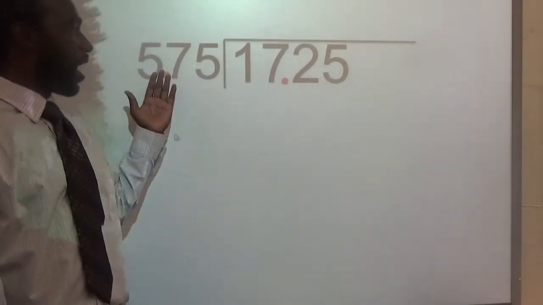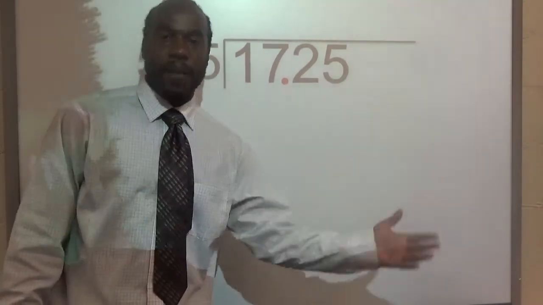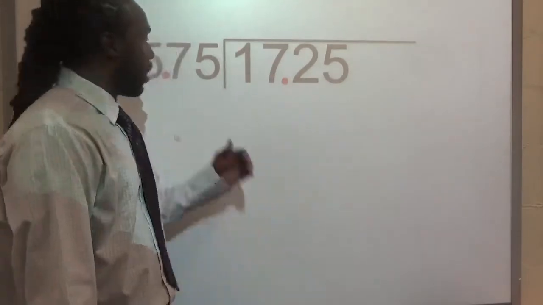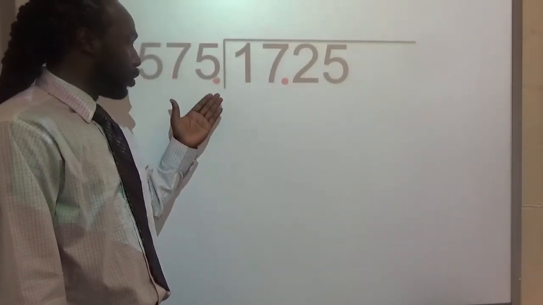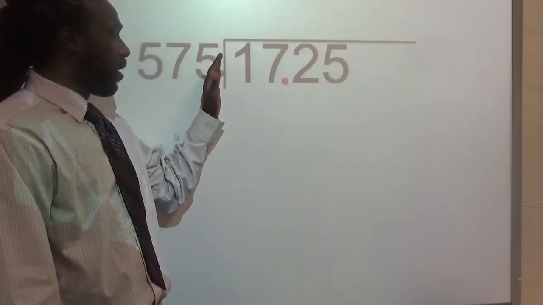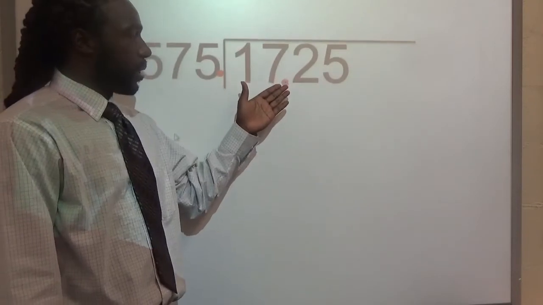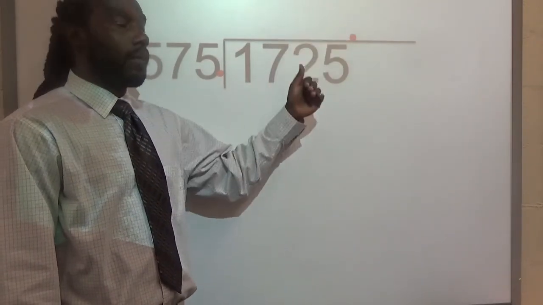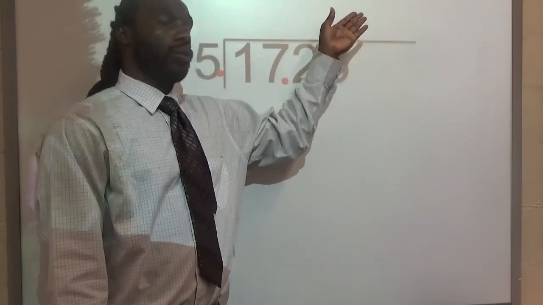So here's another example. This time I have 5 and 75 hundredths, divided by 17 and 25 hundredths. How am I going to do this problem? Same exact thing. Nothing changes. I move this over 2 spaces, 1, 2. That gets rid of the decimal. Now I have 575. I can do that. Same thing here, 1, 2, and then I move it up. Remember, it's that same step again. Make sure when you move it over, you also move it up in the quotient.